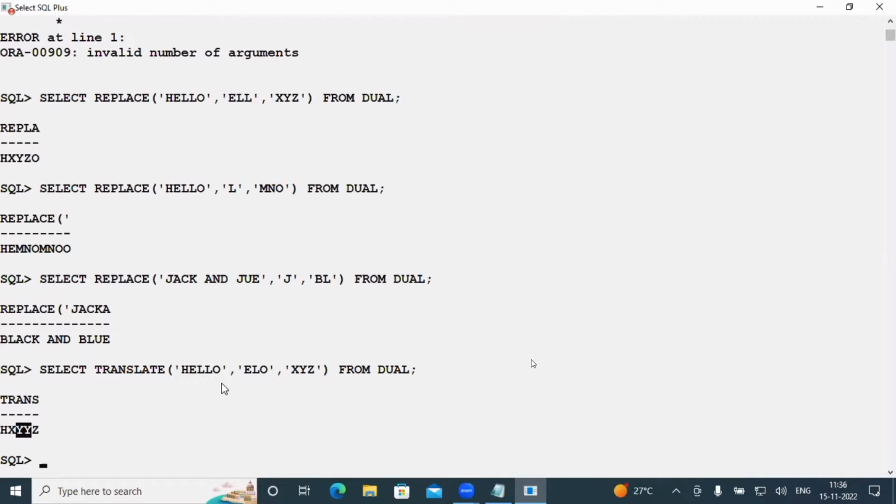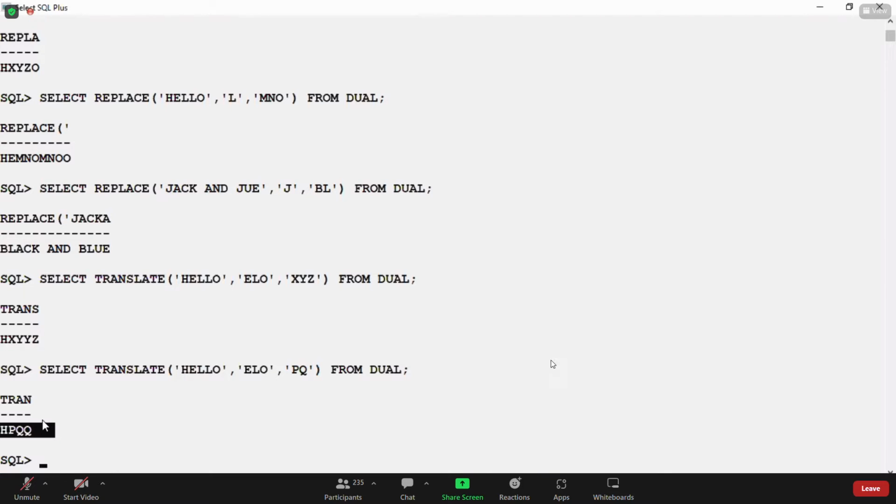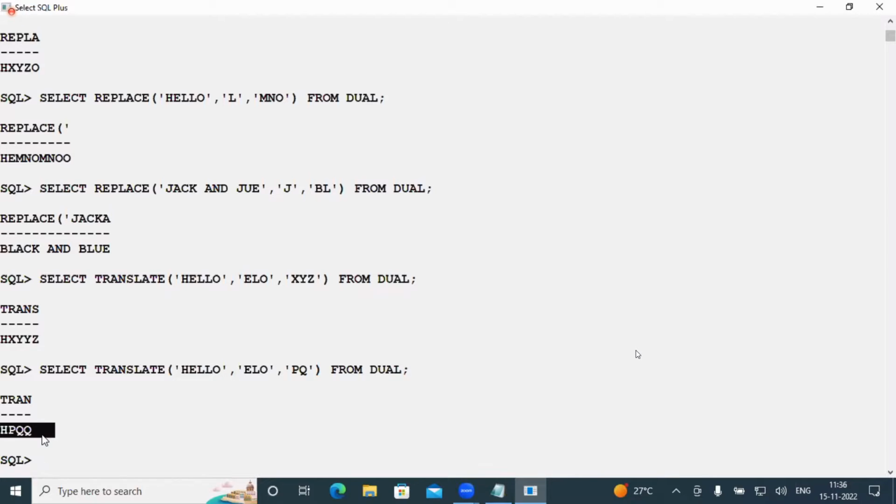And the next one, suppose it is ELO was given, but here I gave only PQ, 2 characters. Then what happens, you can see, in the place of E, P is taken. In place of L, Q. But in place of O, nothing was given, so it is not showing anything. So that character will be eliminated here. Only E and L will be replaced with PQ, and O was not replaced, and that character is eliminated.